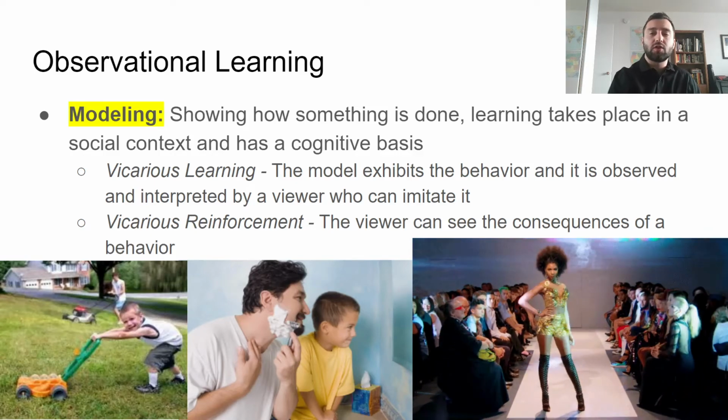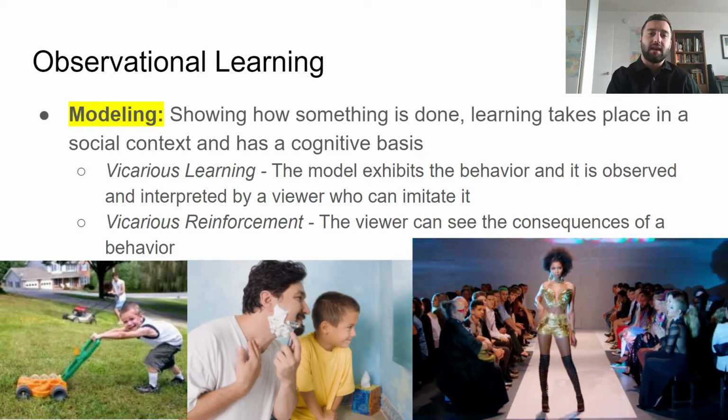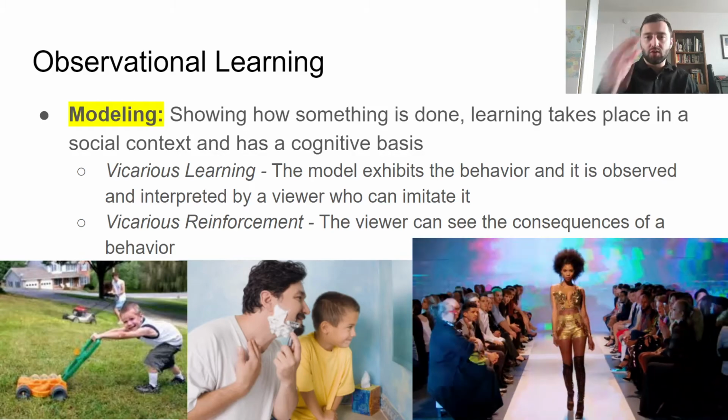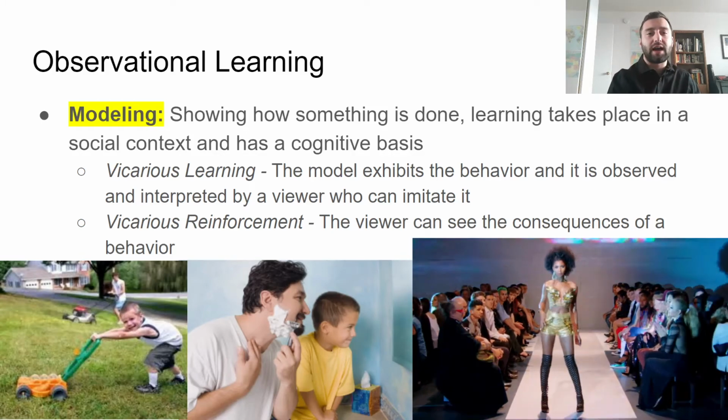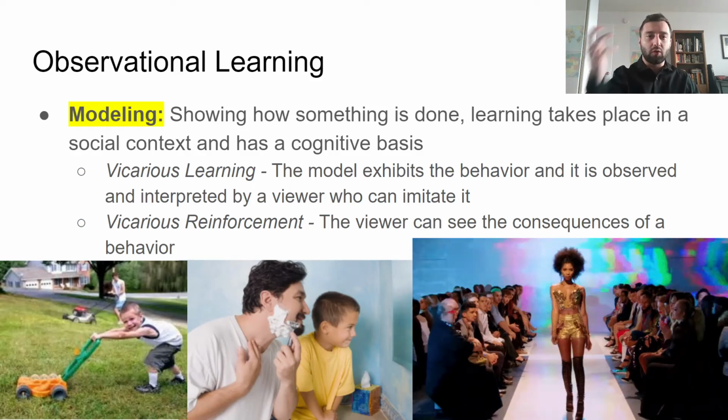Basically what's happening is learning is taking place in a social context and with a cognitive basis. So we are observing what's happening, there's a social aspect, and there's also a cognitive aspect of me copying what I'm seeing.